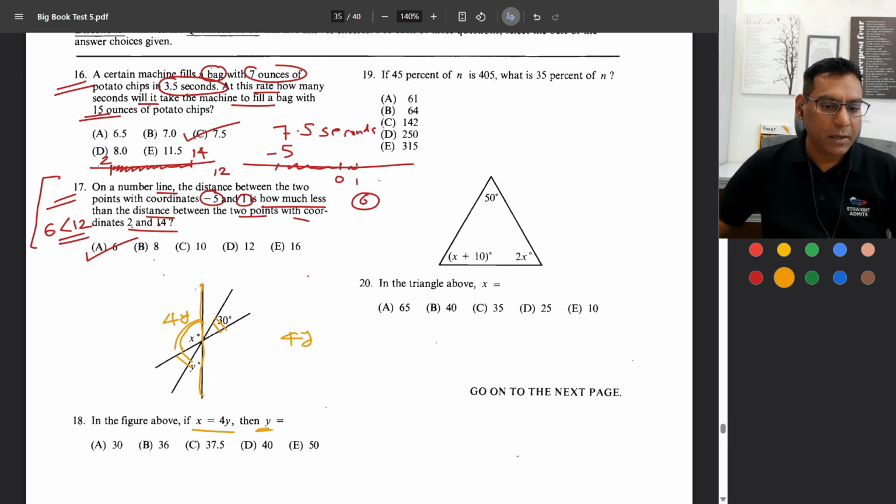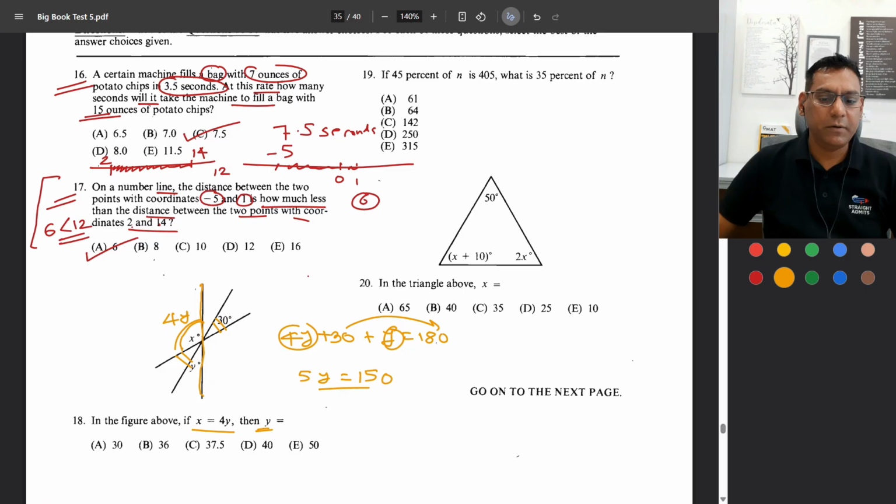This 4y plus 30 plus y should add up to 180. Correct? So what do I get? I get 5y is equal to 150. This will become 5y, and 30 will go here. We get 150. y is equal to 30. So choice A.